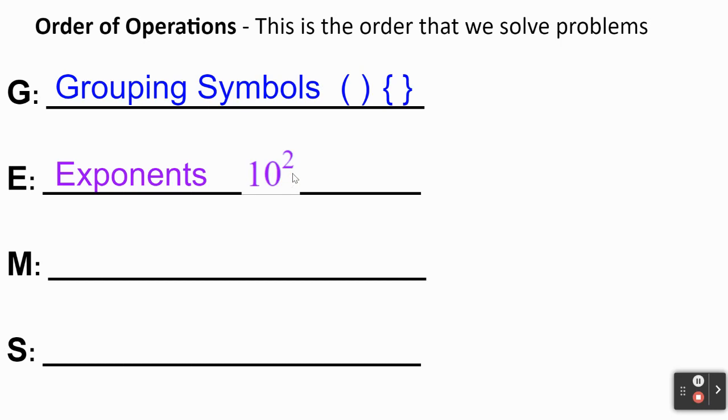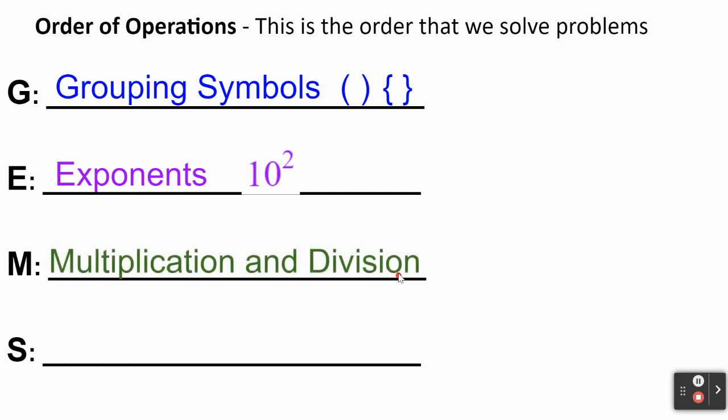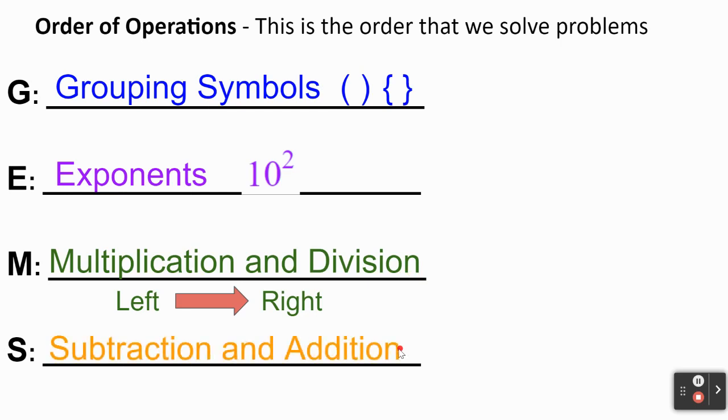After we solve everything inside the grouping symbols and all the exponents, we move on to the M, which stands for both multiplication and division. If you see multiplication and division in the same problem, you solve going left to right, just like we were reading a sentence. After we solve all the multiplication and division, we move on to the S, which stands for subtraction and addition. Same thing, if there's subtraction and addition in the problem, we would solve going from left to right.